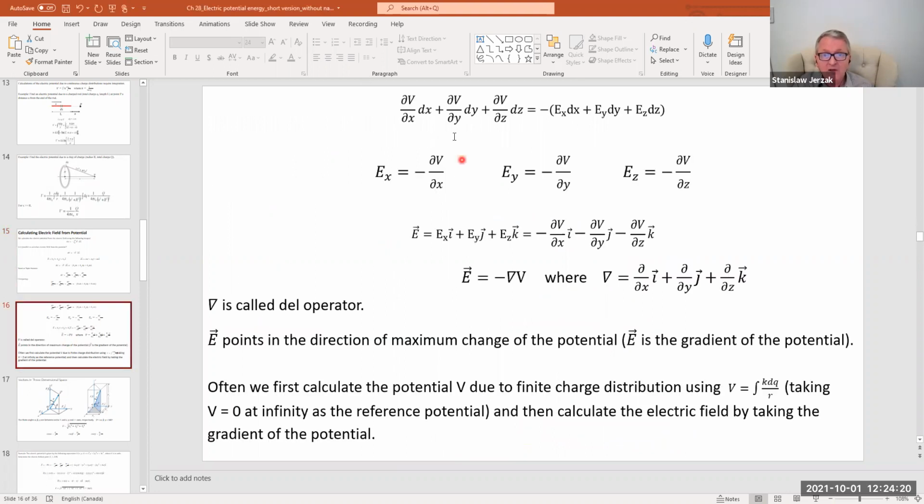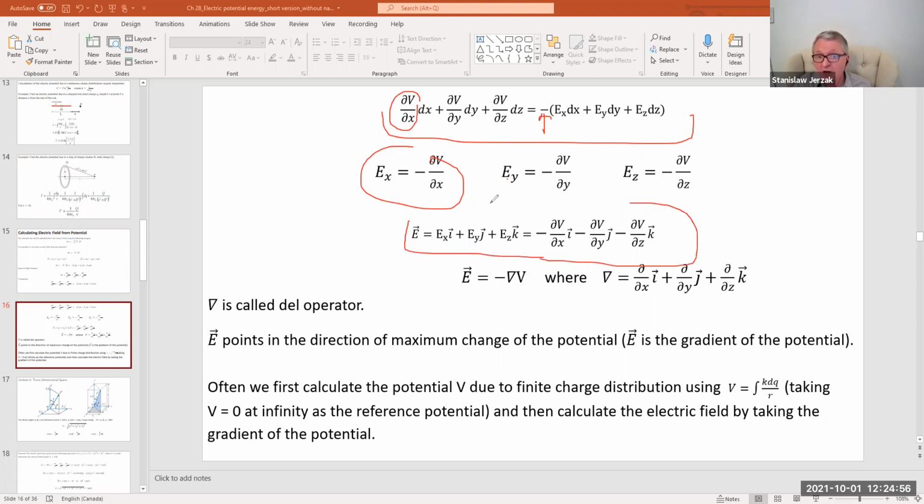I have rewritten this expression again, and this is correct if Ex is equal to negative dV/dx, of course, remember about this negative sign, if Ey is equal to negative dV/dy, and Ez is equal to negative dV/dz. So you see, and remember that V is a function of x, y, and z.